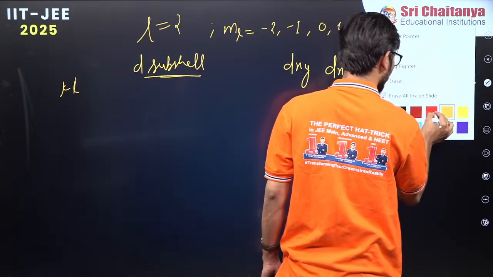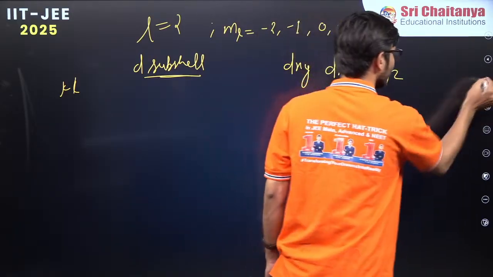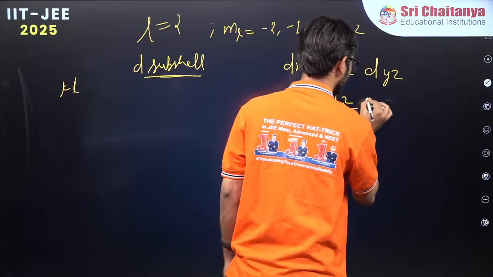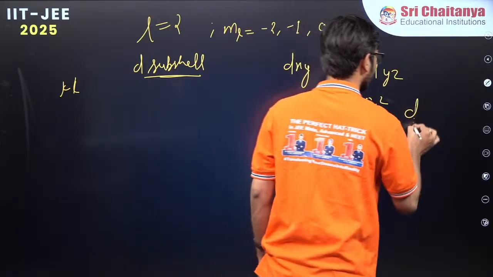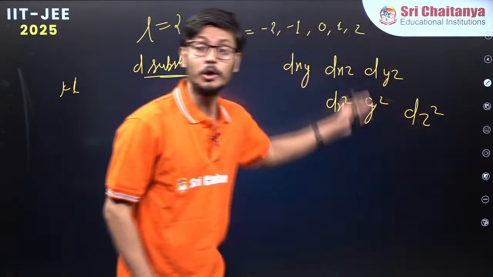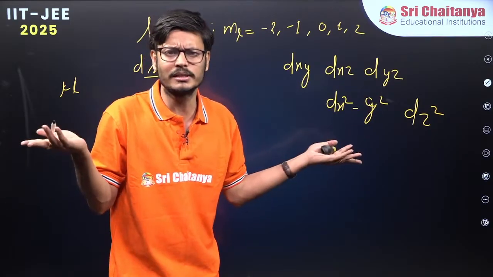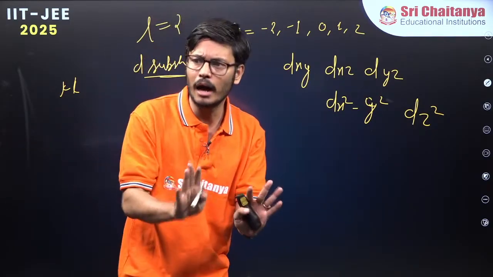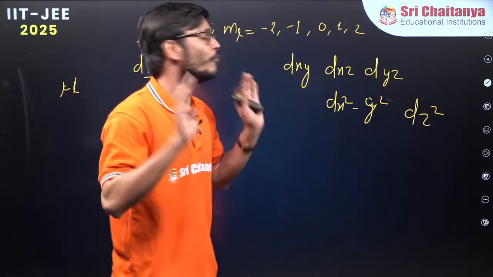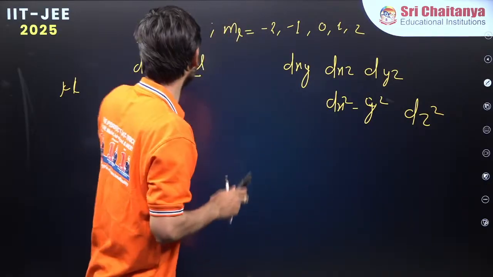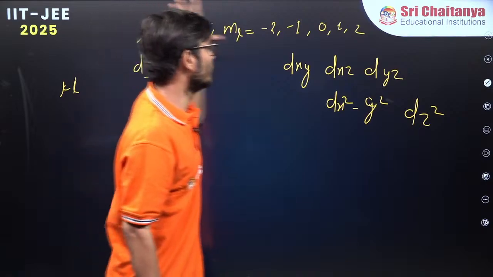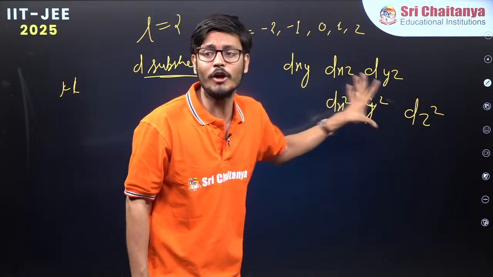and why is there a minus? Because of phase. I'm not going into that right now, I don't want to confuse you. And one is called dz square. Sir, how do we know what is xy, xz, yz, z square? No need to know right now. You'll get to know in the 11th class. For now, if the L value is equal to 2, the ML values will be these, and therefore there will be 5 D orbitals.